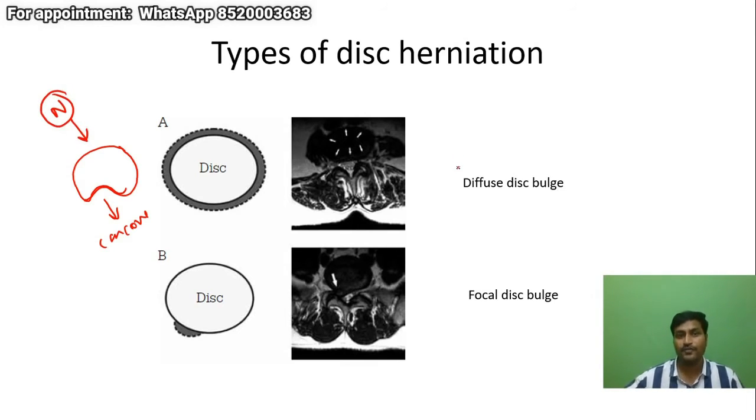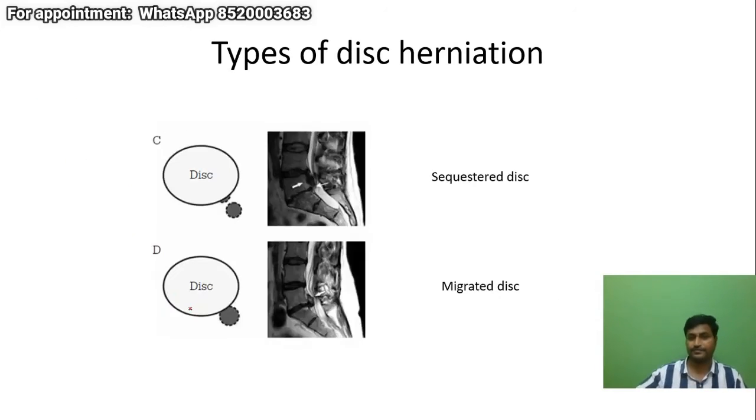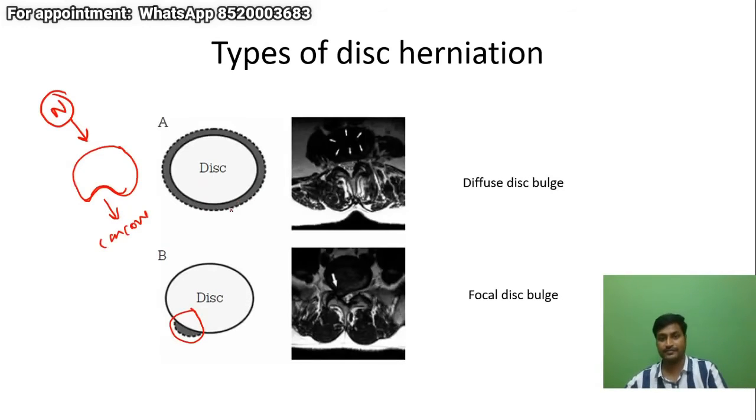Okay, so types of disc herniation. You can have a diffuse disc bulge, so the concavity is lost. We can have a focal disc bulge, that is, a very small portion of the disc is prolapsed. Usually we say less than 20% or 30%. What is a sequestered disc? When the disc is separated from the original fragment.